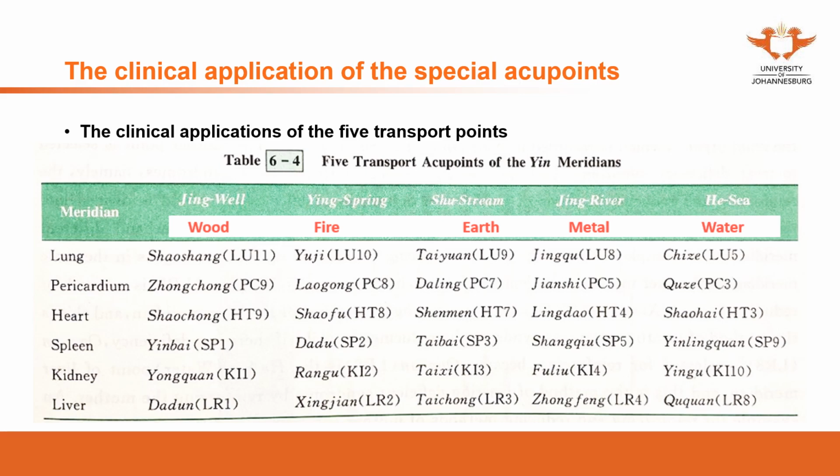The 5 Shu points: Jing well points, Xing spring points, Shu stream points, Jing river points, He sea points. The first one is the Mandarin, and the second is just the explanation in English to help you understand the meanings of these 5 words: Jing, Xing, Shu, Jing, He.